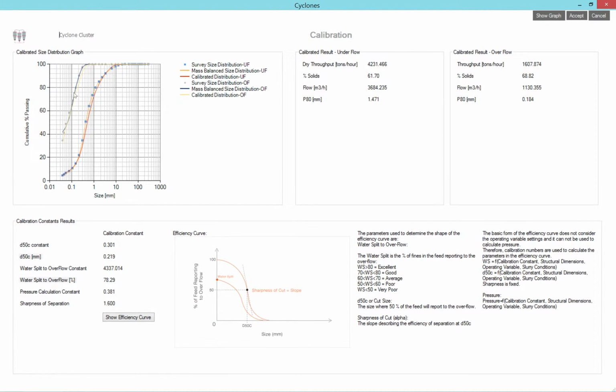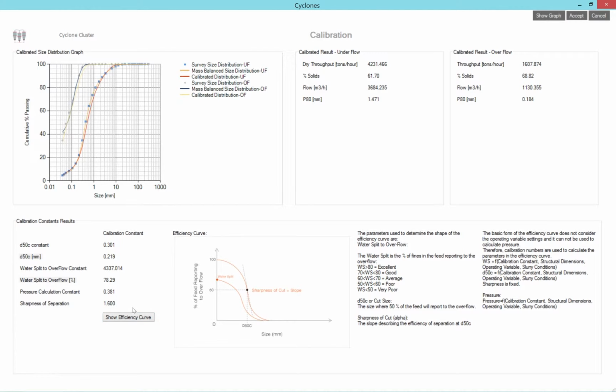Now for the cyclone, you can see here that we had quite a good fit again on the underflow and the overflow. So the dots represent the survey, and then the colored lines represent the mass balance and the calibrated result. Now, every time we have a calibration constant result, it is accompanied with a full explanation of what the results actually mean. So here, for example, you can see the D50C is the cut size of our cyclone. Now the constant used to calculate this number is given here, and then the actual D50C number is also given. The same with the water split, we have our constant and then the actual water split. Same with our pressure and then the sharpness of the separation.